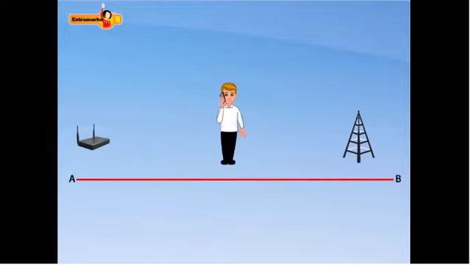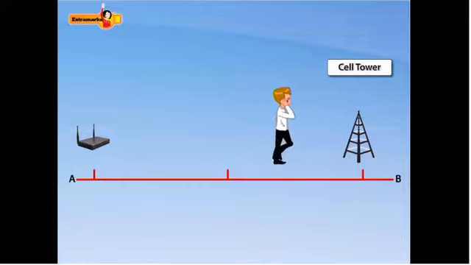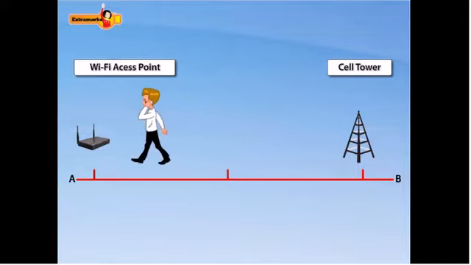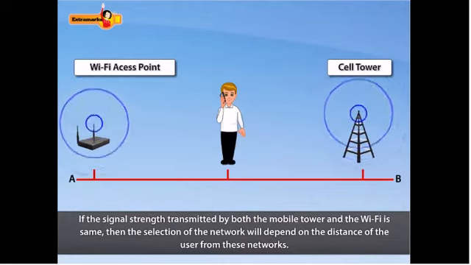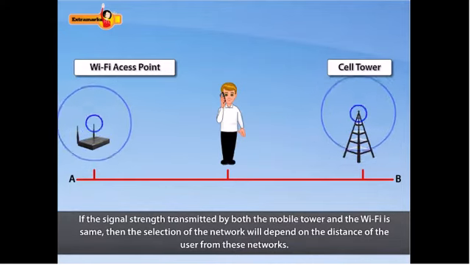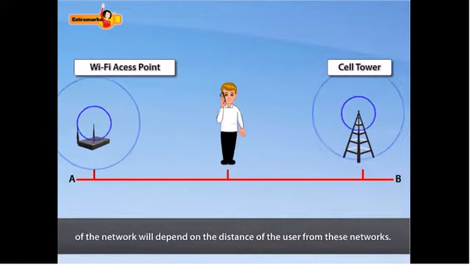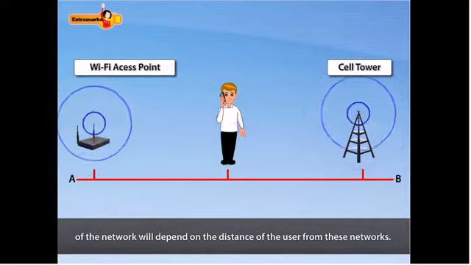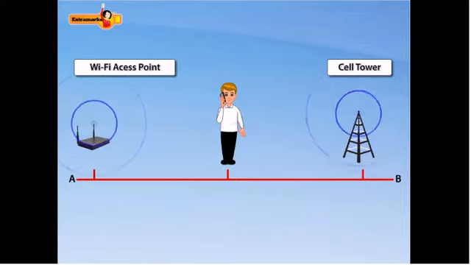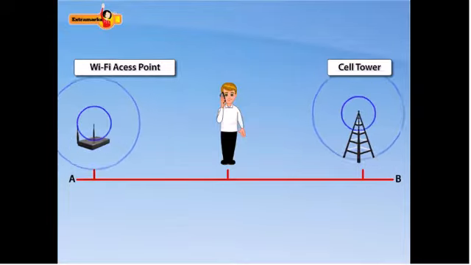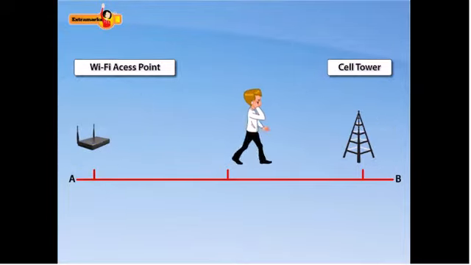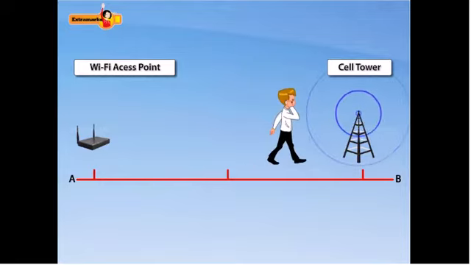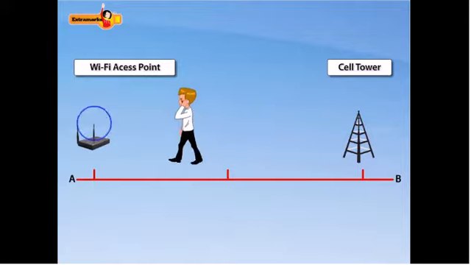To illustrate how a mobile phone or a tablet chooses a network, let us discuss a scenario. A mobile user is traveling between a mobile tower and a Wi-Fi access point. If the signal strength transmitted by both the mobile tower and the Wi-Fi is the same, then the selection of the network will depend on the distance of the user from these networks. Here, we assume that the signal strength of both the networks is the same. Whenever the user is nearer to the mobile tower, his mobile will use the mobile network. Otherwise, it will use Wi-Fi.